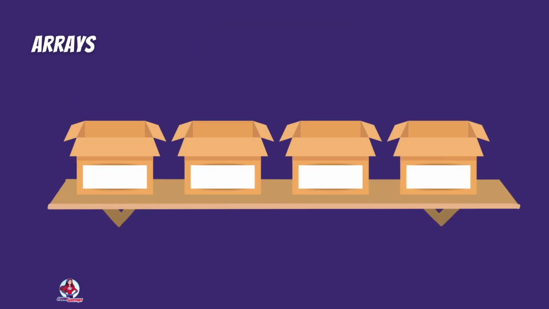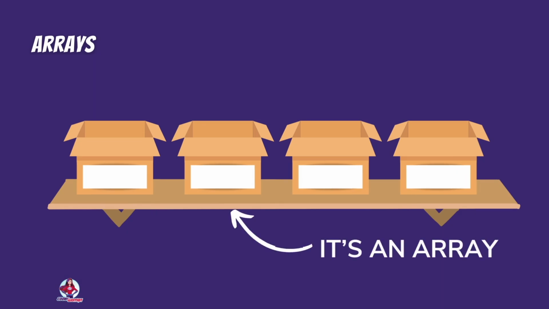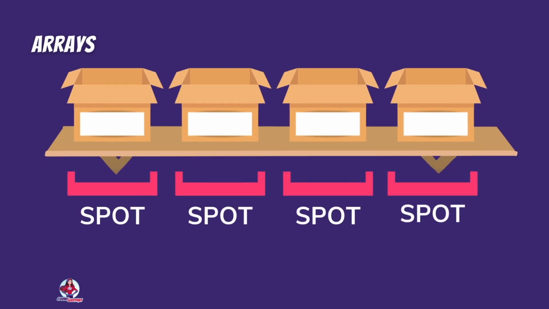An array is like a shelf where you can line up several labeled boxes or things. Each spot on the shelf can hold one box or thing, and you can quickly find any item by knowing its position on the shelf.